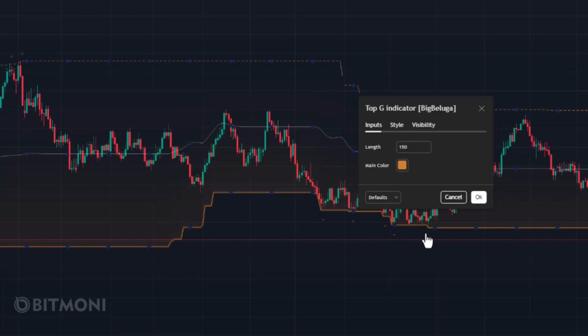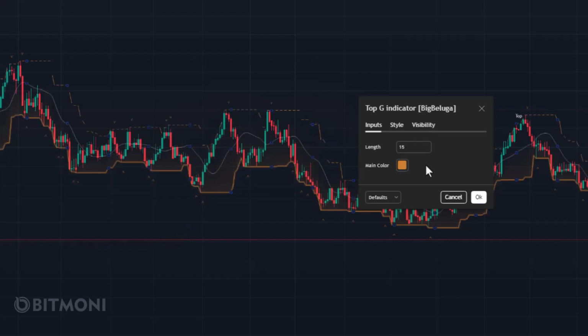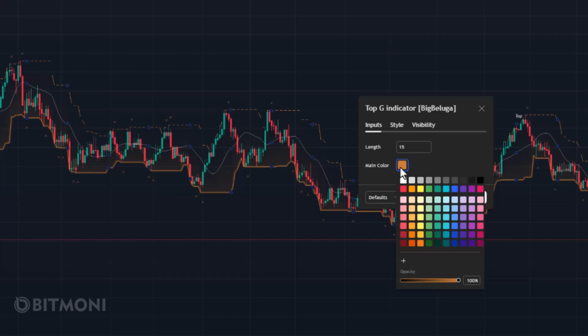On the Input tab, we have the length with a default value of 150. This determines the number of bars or periods used to calculate the indicator's range and dynamic bands. A higher value, like 150, results in smoother bands with fewer signals, as it captures a longer-term view of the market. On the other hand, lowering this value makes the bands more sensitive to recent price changes, generating more signals but potentially increasing noise.